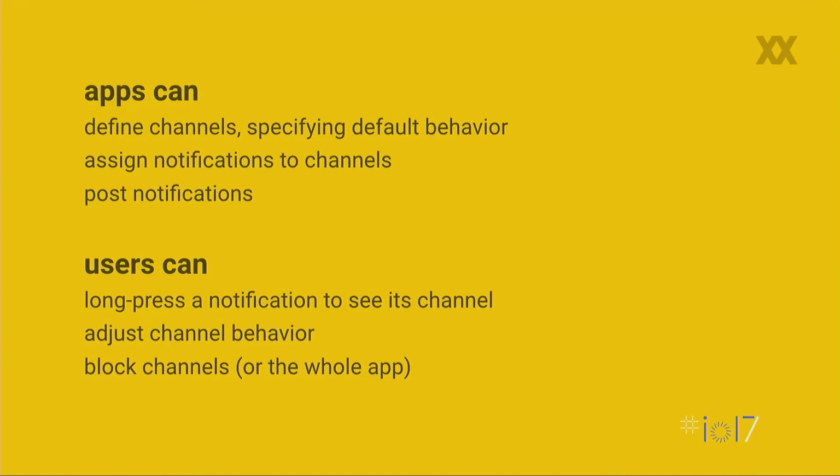So as an app, you'll get to set up all your own channels, defining the default behavior: a private message should pop up, and a tag maybe doesn't pop up, or it's got a lower priority. And then users, when they long press a notification or use the new slide gesture to look at it, can see what channel it's on and make changes right there in line.